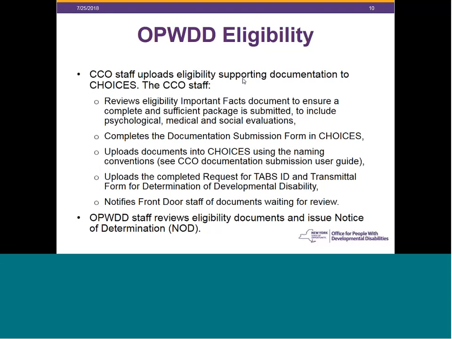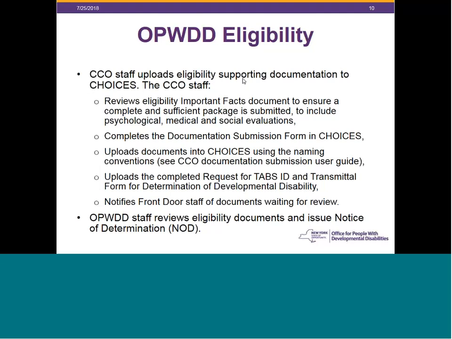But in order to upload into choices, you should be completing the documentation submission form. The documentation submission form is actually housed in choices. So the care manager or the intake worker at the CCO will complete the documentation submission form. The documentation submission form is really like a cover page of what you're going to be uploading. What documentations are you going to be following that submission with by uploading the specific documents?